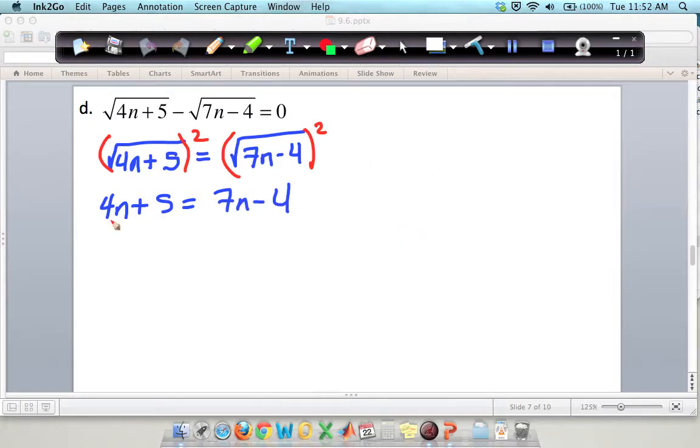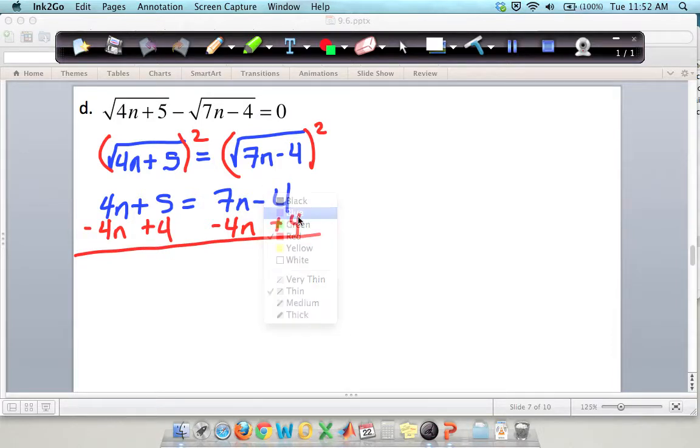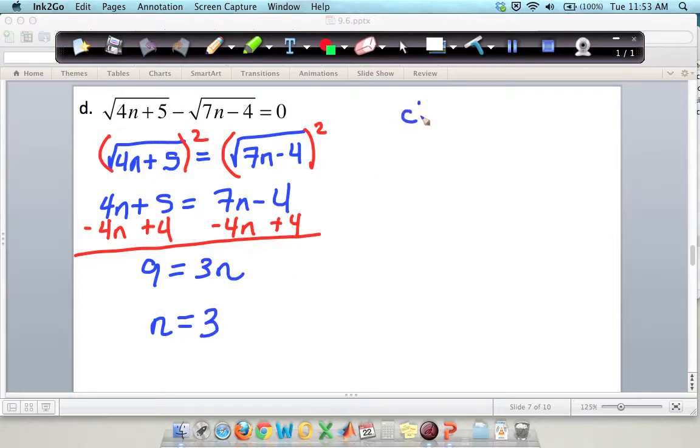Let's go ahead and solve. So I'm going to subtract 4n from both sides of the equal sign, and I'm going to add 4 to both sides of the equal sign. And when I do that, I get 9 equals 3n. Divide by 3, and you get n equals 3. So I'm going to check. I'm going to plug in 3 for n.